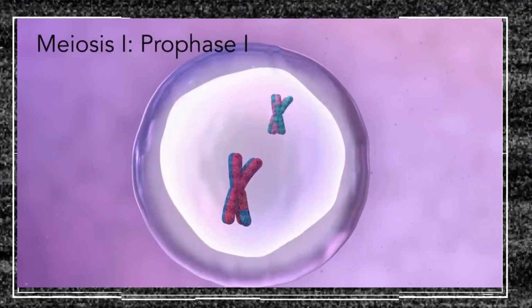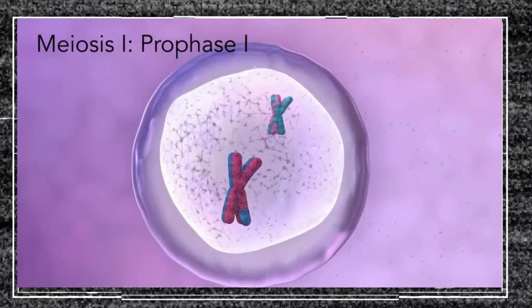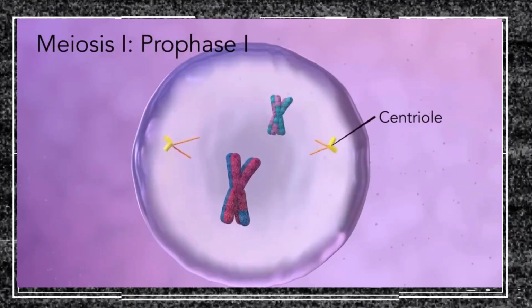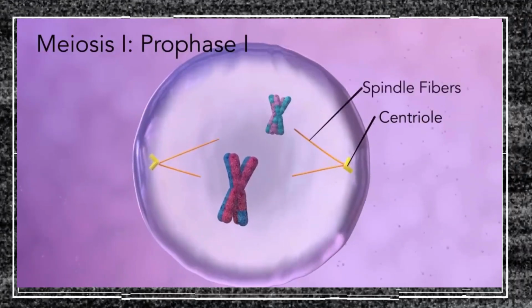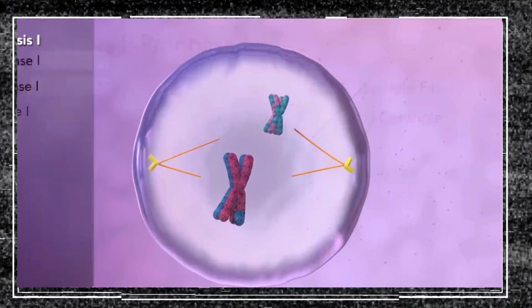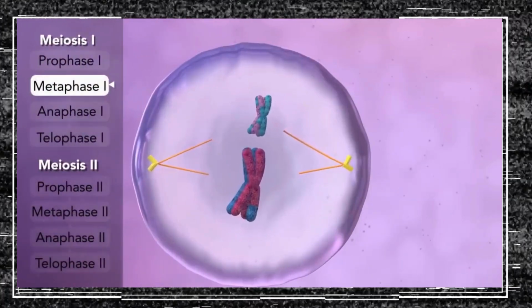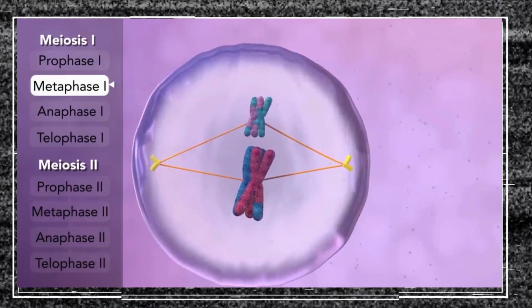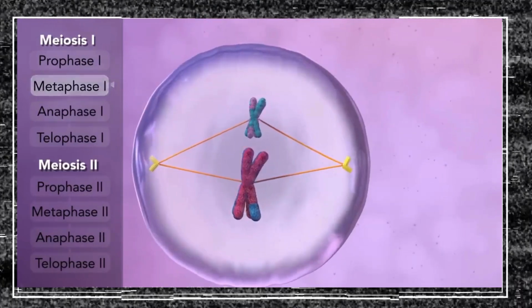Continuing on with prophase I, the nuclear membrane disappears. The centrioles move to opposite ends of the cell, and spindle fibers fan out from them. Next, in metaphase I, the homologous chromosomes line up at the equator and attach to spindle fibers from opposite poles.